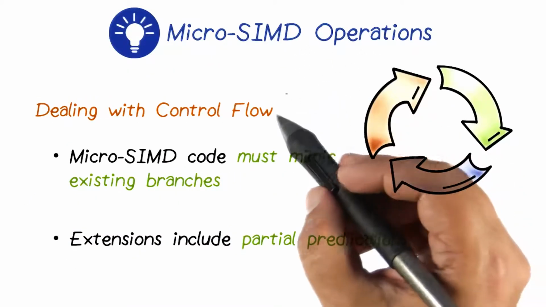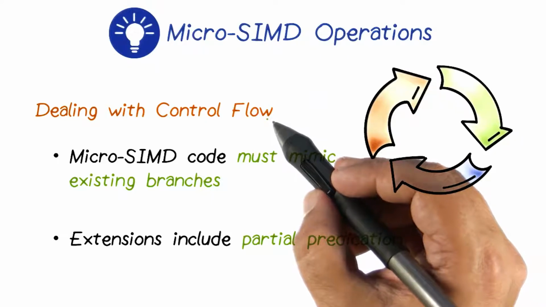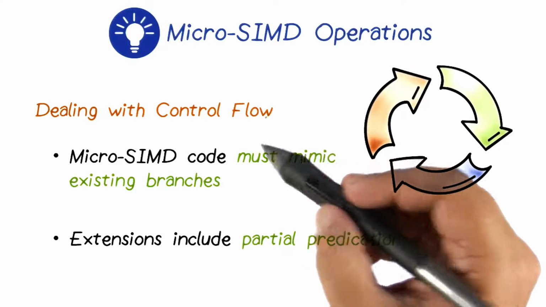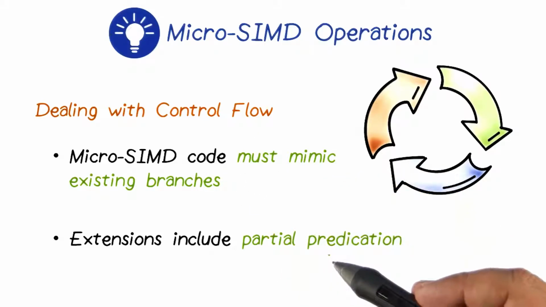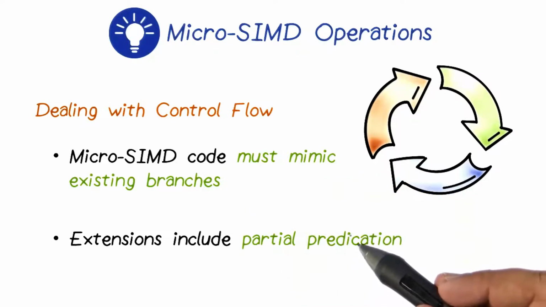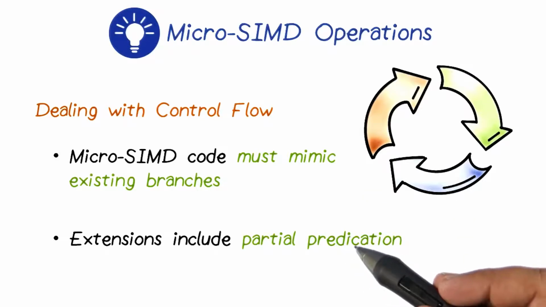Some other complication of microSIMD processing is that they must respect the original control flow. In other words, the microSIMD code should mimic the existing branches, and what that means is sometimes the results that are generated must be predicated in terms of suppressing them, providing masks on them, and so on.